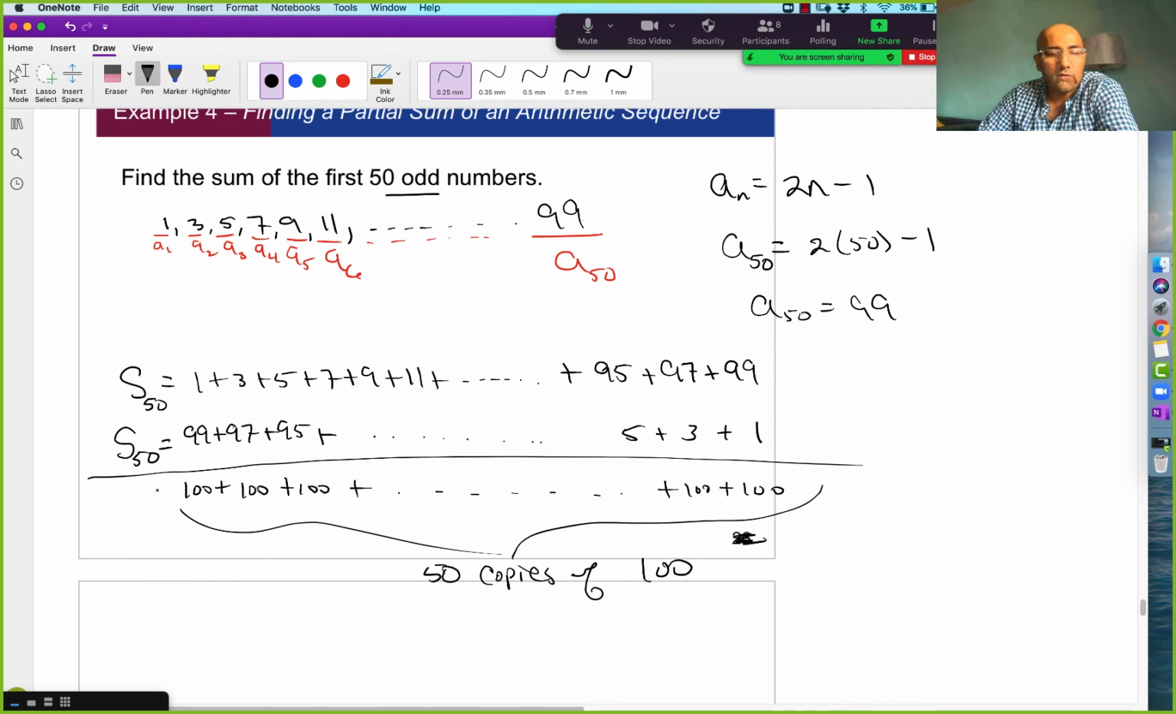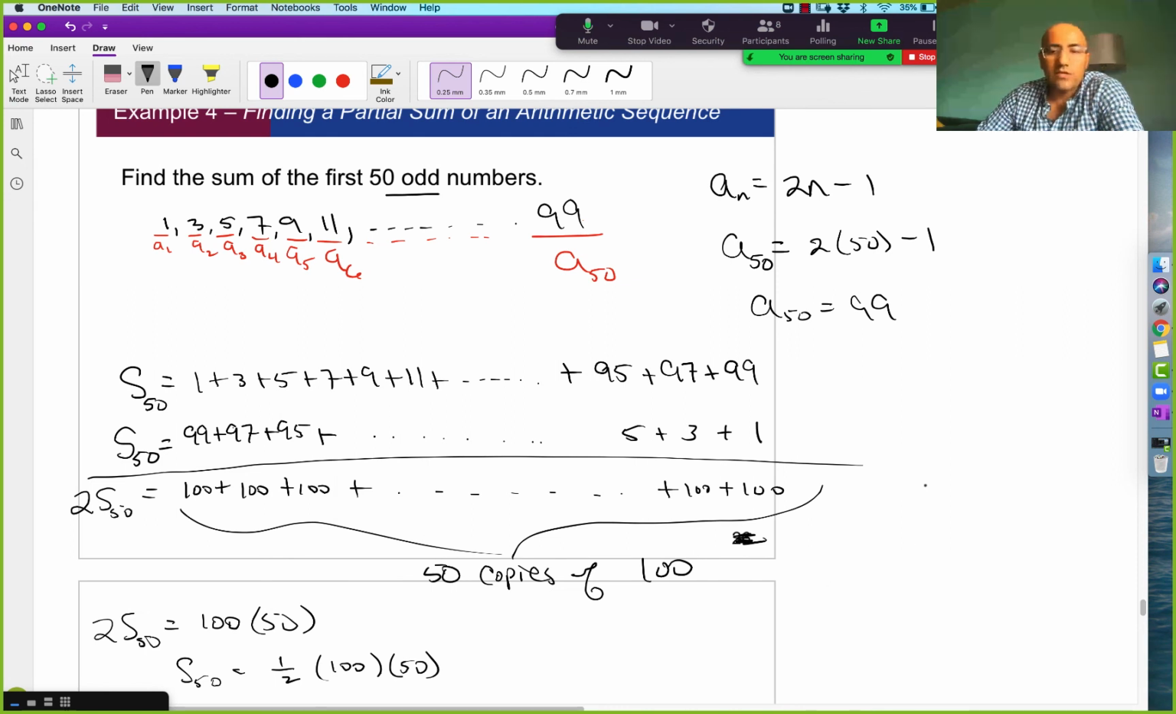So we know that this is going to be equal to 50 copies of 100 being added. So if we add them together, we'd have twice as much as what we want. So twice S sub 50 would be equal to 100 times 50. And so S sub 50 would be equal to 1/2 of 100 times 50. Okay, that's kind of doing it by hand and reinventing the whole wheel. That's why we went through the trouble of doing it in general so that we can just use our nice, pretty little formulas for it, right?